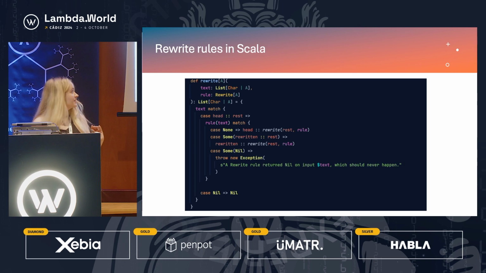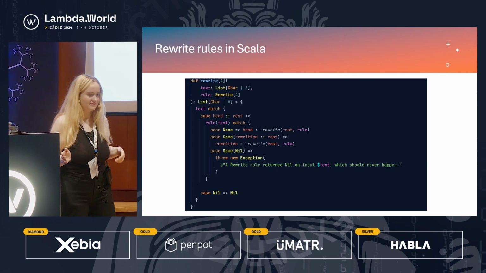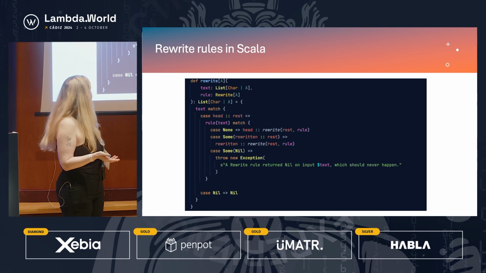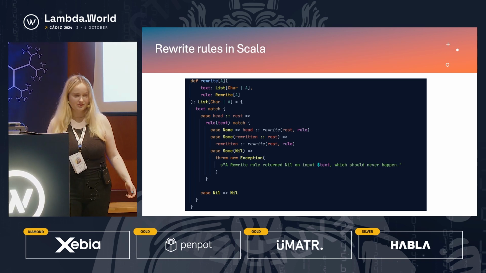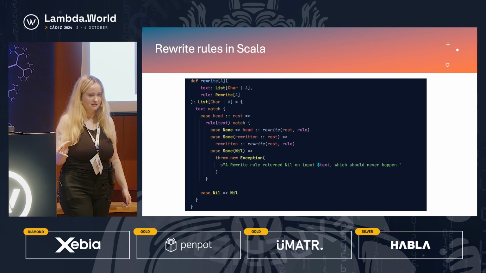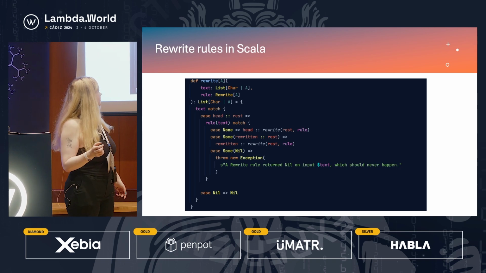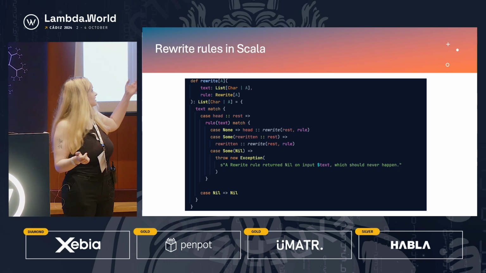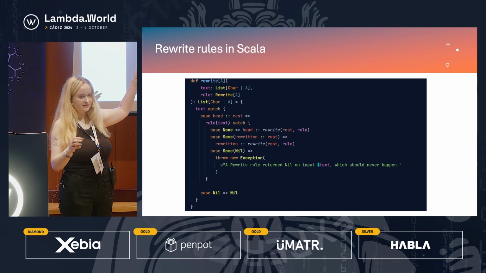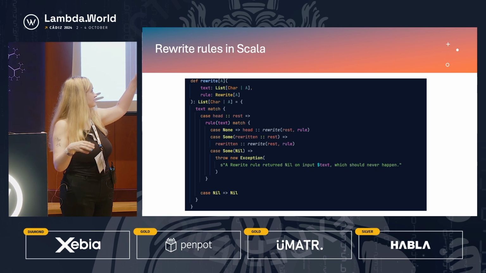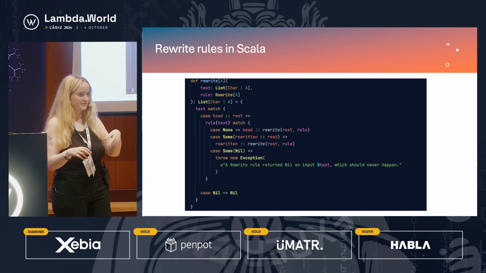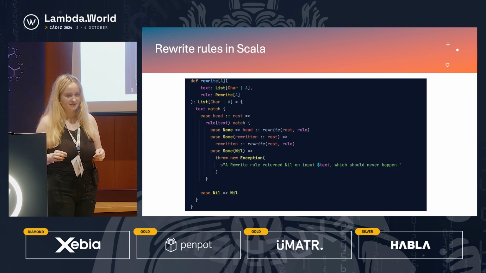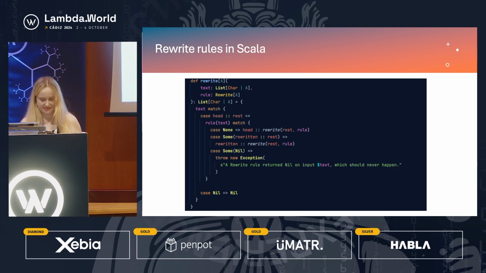Okay, and now we need to actually implement a method for applying the rewrites to text. So this rewrite method will apply the rule to the text, and as we saw before, that's going to return an option. So if it's None, i.e. the rule doesn't match, then we're going to leave the head of the list unchanged, and then we're going to rewrite the rest of the list. And then if it matches, then we're going to replace the head of the list with the rewritten version, and then rewrite the rest of the list until we reach the end of the list.